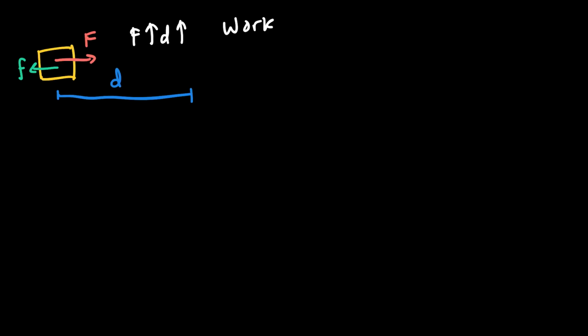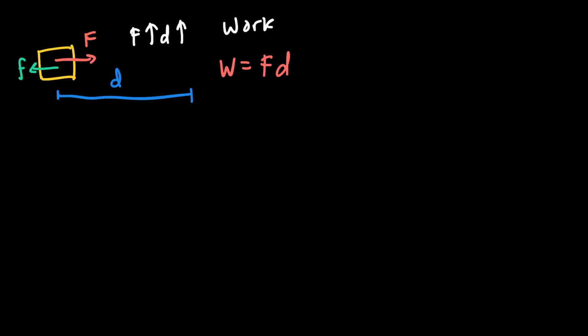And since F, the force, and d, the displacement, are the two factors that seem to be responsible for this, it shouldn't be surprising that the equation for work is equal to force times distance. So I represent work with the letter W, F for force, and d for the displacement of the object.